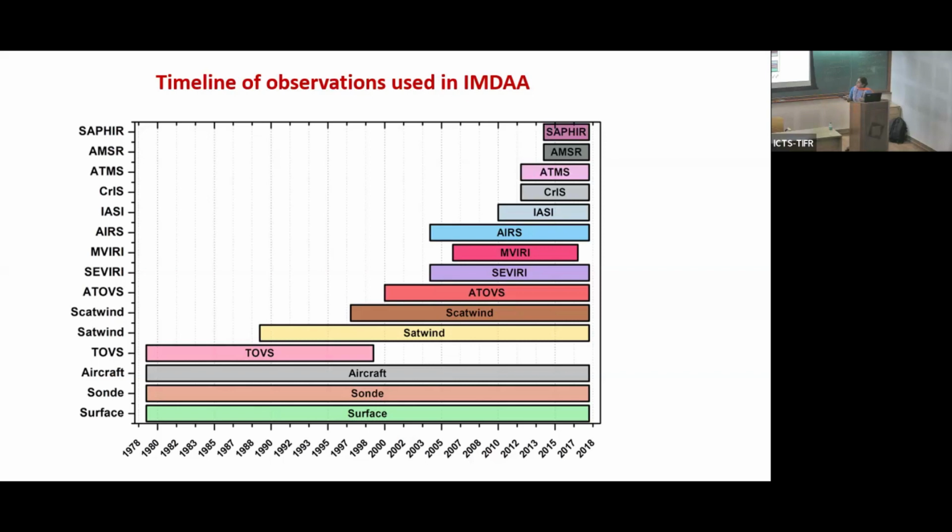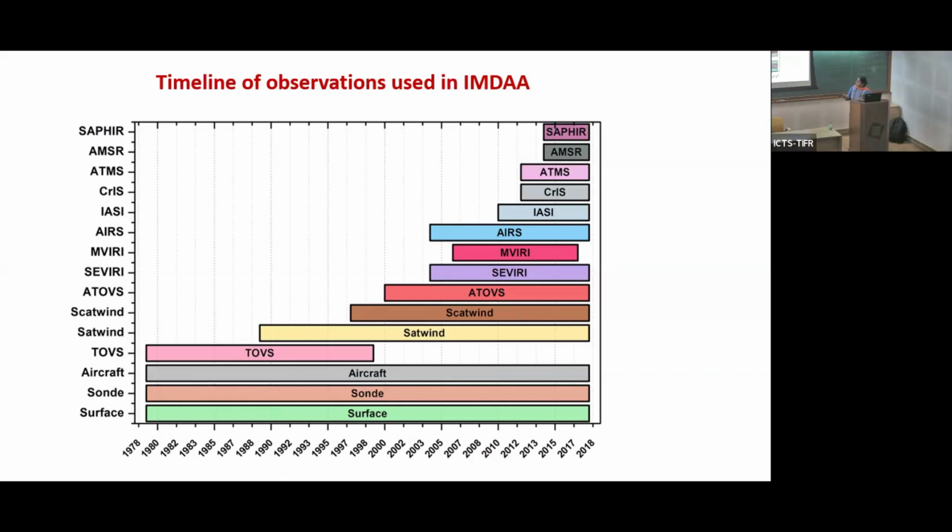And we use the satellite winds, then the scatterometer winds, ATOVS, and SEVIRI, the Meteosat images over the Indian Ocean region; that also we used. MVIRI is the predecessor to SEVIRI; before SEVIRI, it was MVIRI on board the Meteosat satellite. Then yesterday we were discussing all about the hyperspectral instruments: AIRS, IASI and CrIS. These are the three hyperspectral instrument data we use.